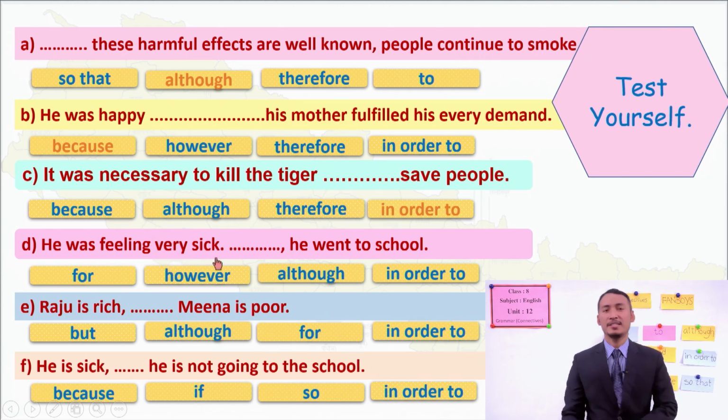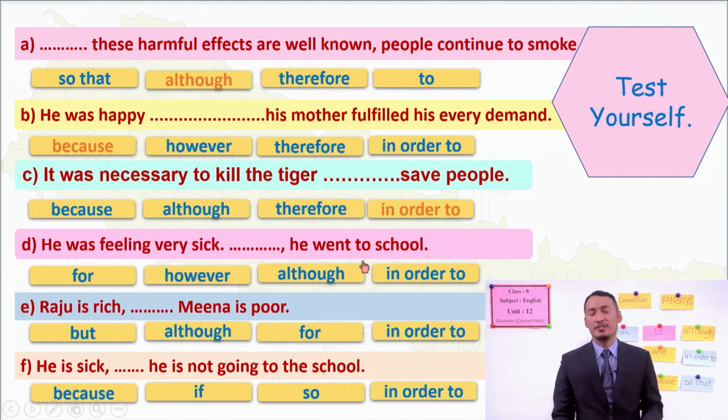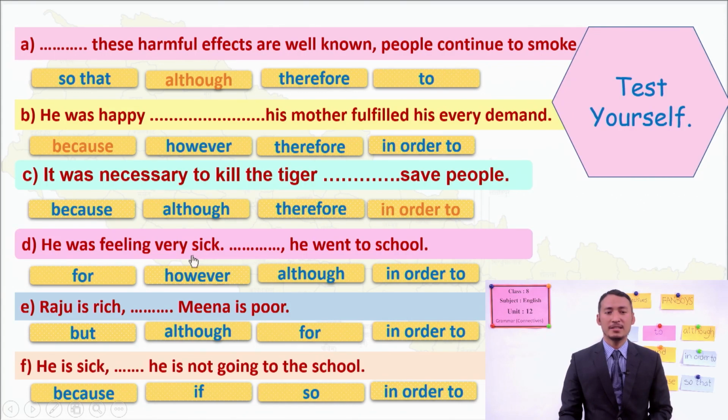Okay, can you guess for this one? He was feeling very sick. He went to school. This is unexpected. If you are sick, you are not going to school. So which one shows the contrasting or unexpected result here? He was feeling very sick. However, he went to school. Okay, so however, he went to school.